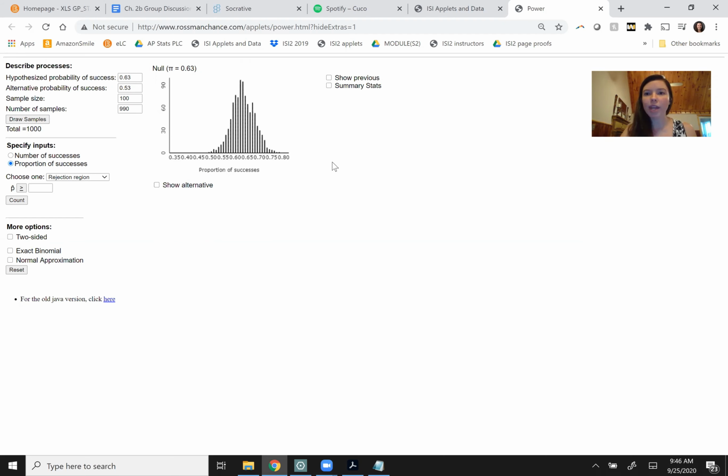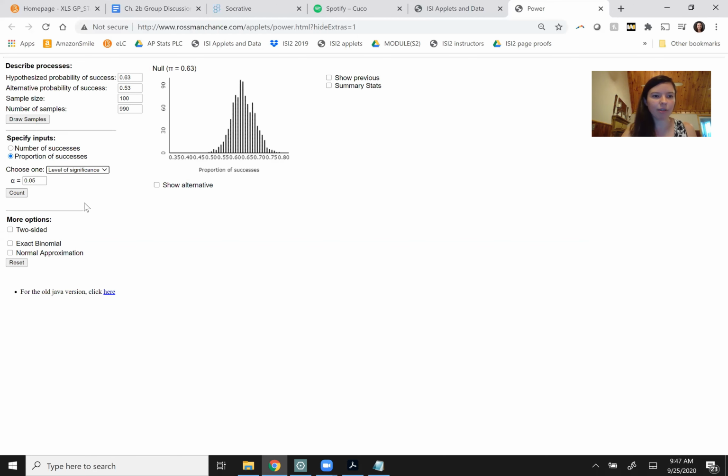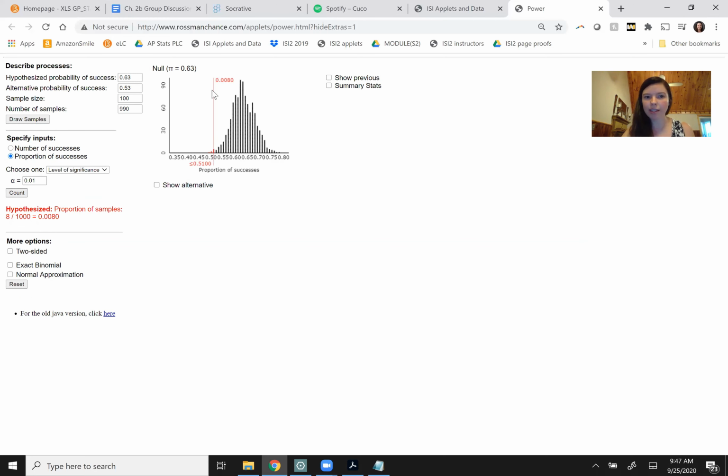And if you think about when you reject, you reject when the p-value is very small. We're looking at a less than test, so we're going to reject for sample values that are down here. So we can set it up with the level of significance. I'm going to put in alpha as 0.01, and that's marking that bottom 1%. This is saying that if you get a sample proportion below 0.51, then you're going to reject the null hypothesis. That's our cutoff for where we would reject.